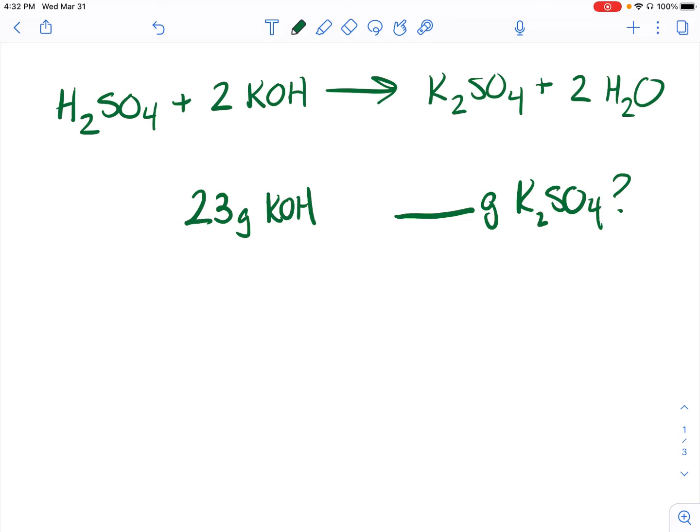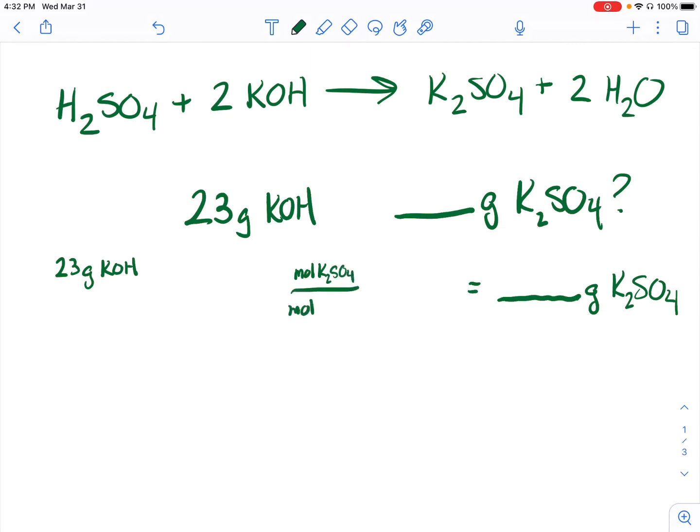Over on the left side of my thought process, I'm going to write my known value, 23 grams KOH. Over on the right side, I'm going to end up with an equal sign and a blank for me to hopefully fill in that says grams K2SO4. And in the middle, I'm going to put moles K2SO4 over moles KOH. I'm just telling myself that I am going to need the mole ratio from the chemical equation. Anytime I go from one substance to another, the only way I can make that jump is with a mole ratio out of the chemical equation.